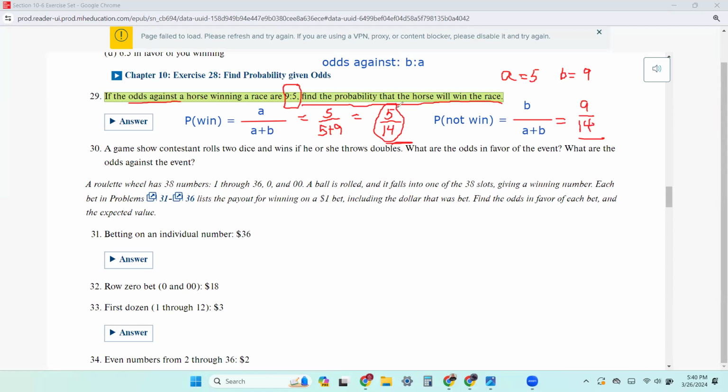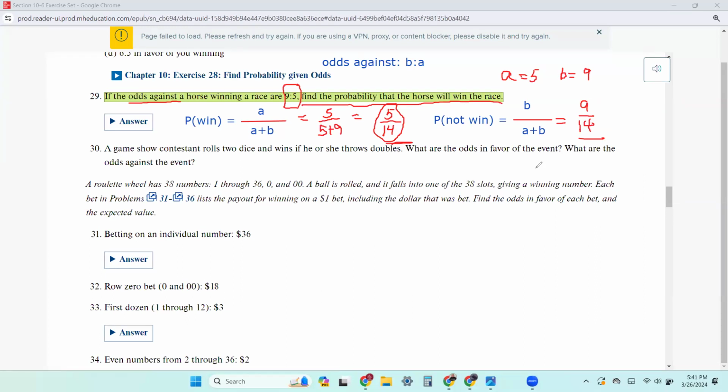The probability of winning is 5 over 14. The probability of not winning is 9 over 14, because the way we can get this is using the complement rule, or you use my easy way: 5 from 14 gives you 9, and you keep that same denominator. You see, 5 plus 9 is 14, and that determines the denominator for either one of the probabilities, to be more specific.